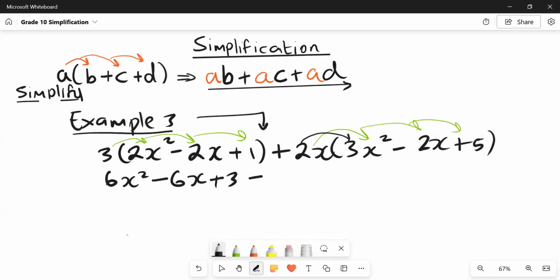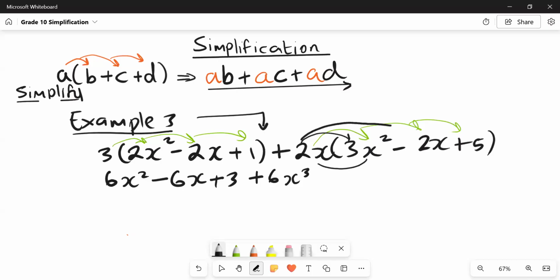Now, 2 times 3, that's plus 6. And then x times x squared, that's x cubed. I hope that part makes sense. Obviously, if you're multiplying the same bases, you add exponents, from law number 1. That's grade 9, right? Now let's continue.